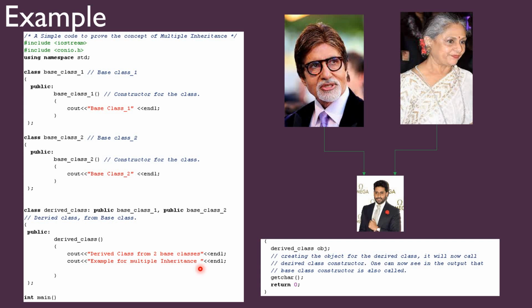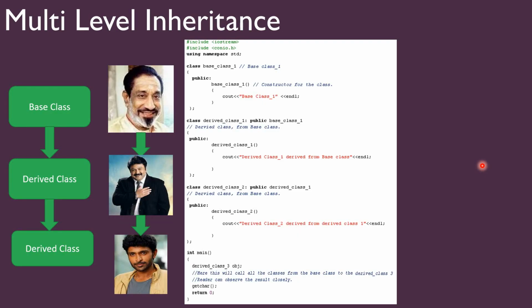Now inside main, if I create an object for the derived class, it will go ahead and call this one first and then this one next, and only then will it come this way. That's it. We have done that easily. Base class 1 is called first, base class 2 second, and then this content is done. So multiple inheritance is done easily, and we could understand it from Abhishek Bachchan, Amitabh Bachchan and Jaya Bachchan. All those people helped you in learning things.